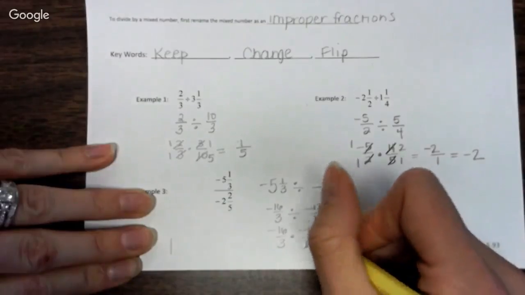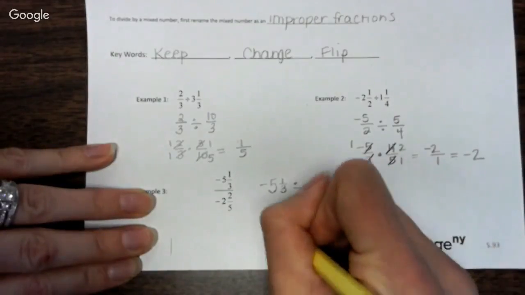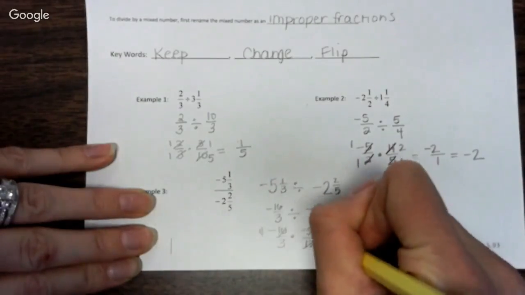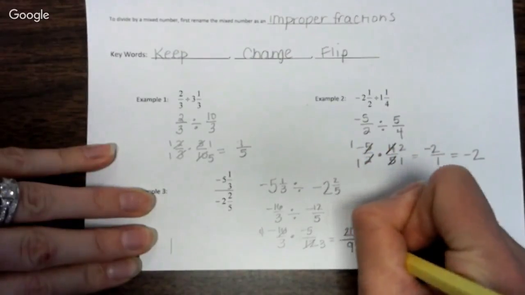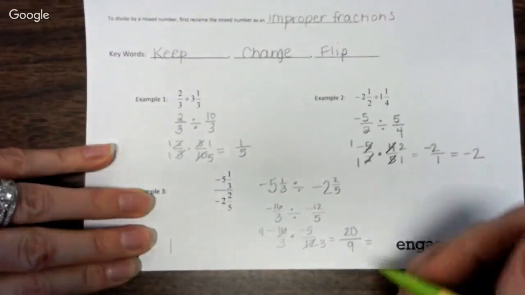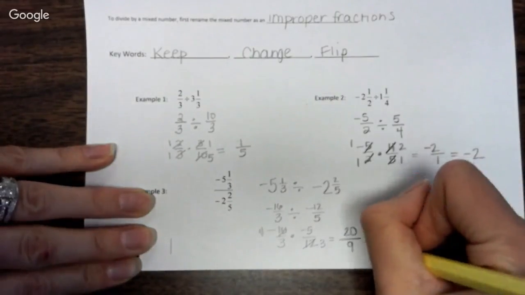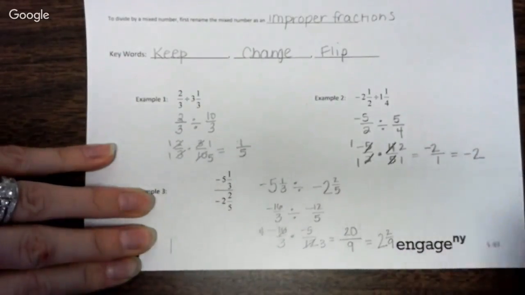So 2 goes into, actually 4 goes into 12. 3 times. 4 goes into 16 4 times. That will make it a little bit easier to multiply because you have 20 over 9. Same signs, positive answer. 9 goes into 20 twice with 2 left over.